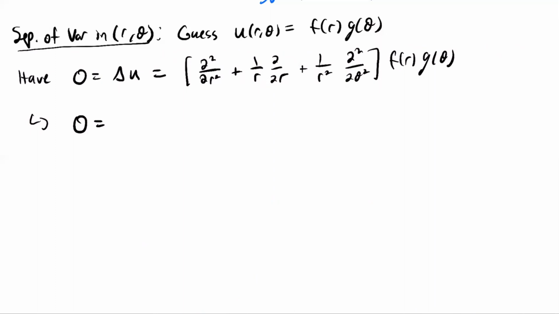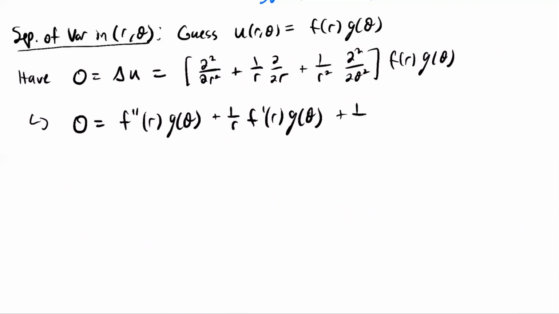The first operator gives us f prime prime of r and leaves g unchanged. The second operator will give us 1 over r times f prime of r, and again leave g unchanged. And then the final operator will give us 1 over r squared, leave f unchanged, and I'll get g prime prime of theta. So if u has this special form, then Laplace's equation in polar coordinates reduces to this equation. Now we're going to convert this to two ordinary differential equations in r and theta separately, as we've done several times by now.